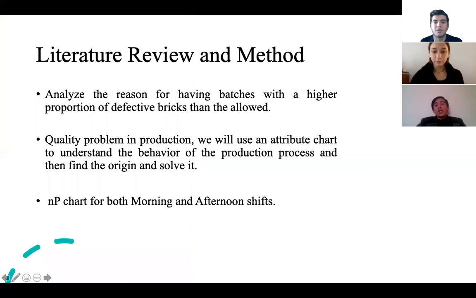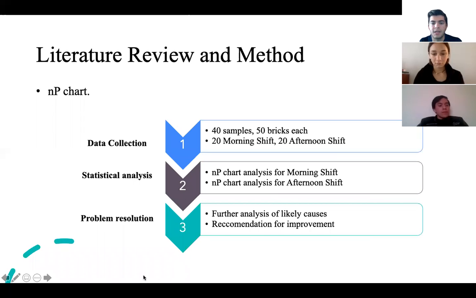The main issue to be solved in this industrial engineering problem is to analyze the reason for having batches with a higher proportion of defective bricks than allowed. We will use an NP chart to understand the behavior of the production process and then find the origin of this problem and solve it. Two graphs will be made to contrast the performance of the process in both shifts, and it will serve to detect anomalies in the current situation. The methodology and steps to be followed in the project are presented below, as they were previously explained.